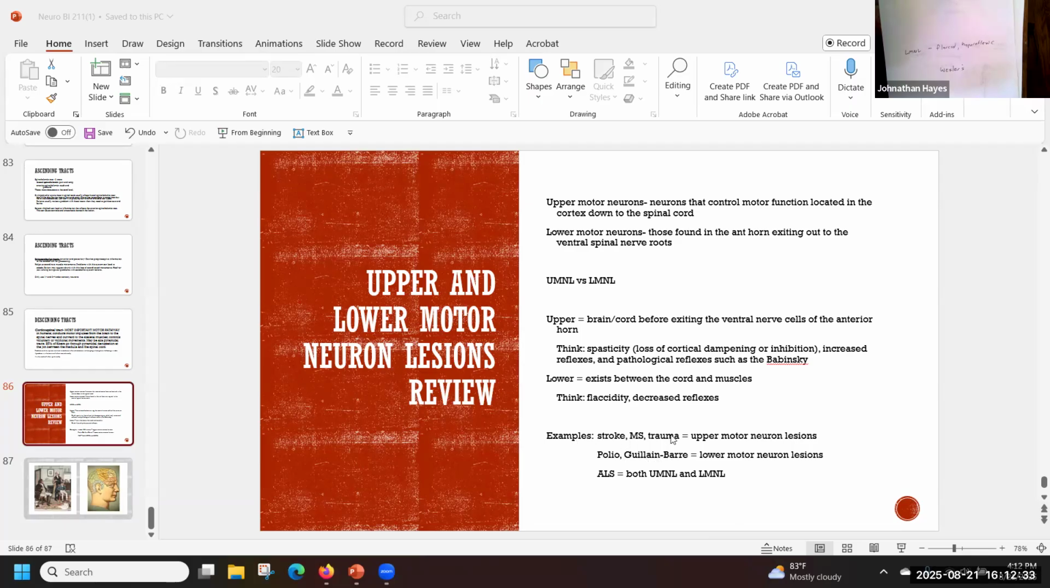And then when you talk about upper motor neuron lesions, again, usually you think about stroke, trauma, or maybe prolonged demyelinization that's caused lots of lesions. So MS could even be an example of an upper motor neuron lesion.